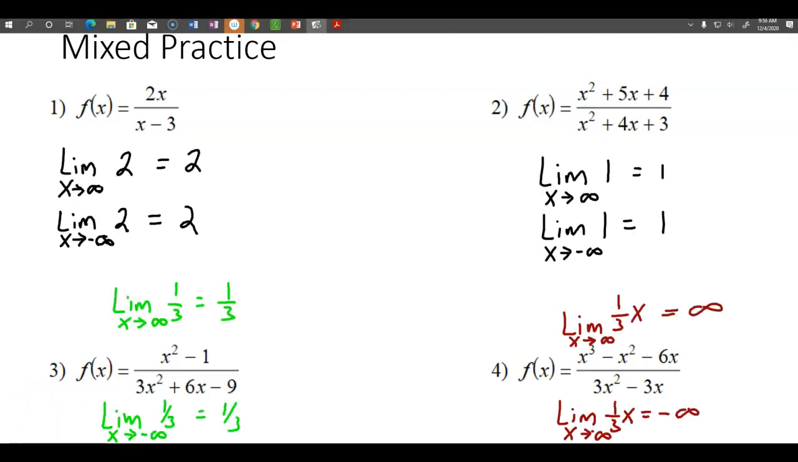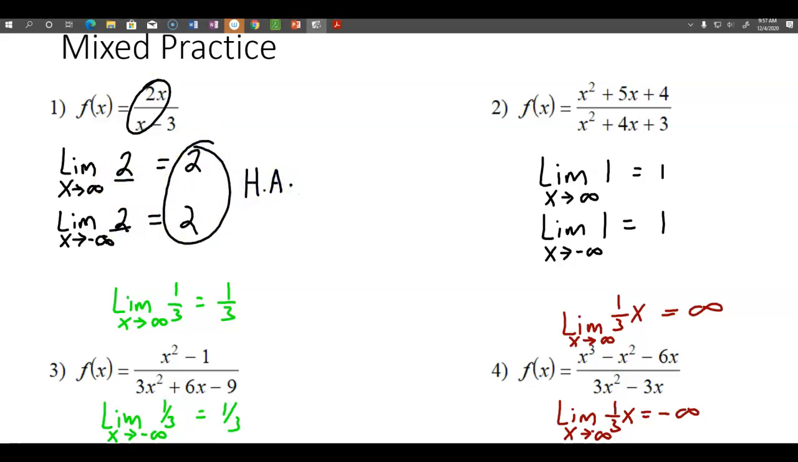Okay, so this time I didn't show all my work, but I will discuss what I've got here a little bit. So if you just look at the first terms and reduce it, all you're going to be left with is 2, and when you have a number there, that's the outcome, and that's a horizontal asymptote.